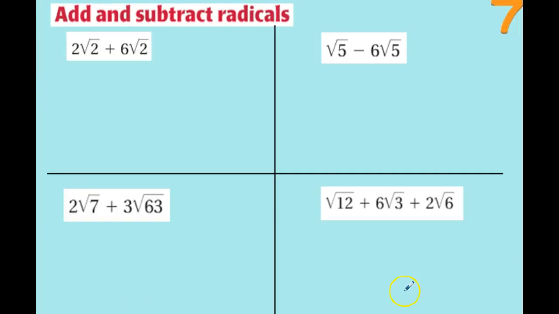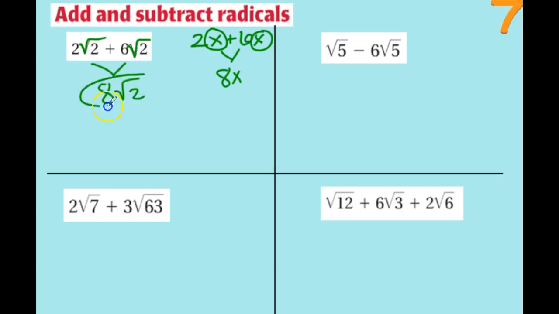Alright, the last part here is adding and subtracting radicals. You cannot combine what's under the square root unless you're multiplying. So think of this, for example, like 2x plus 6x. Total we have 8x. The x didn't change. Same thing here, we have 2 square root of 2 and 6 square root of 2. They're both square roots of 2, so total we have 8 square root of 2.